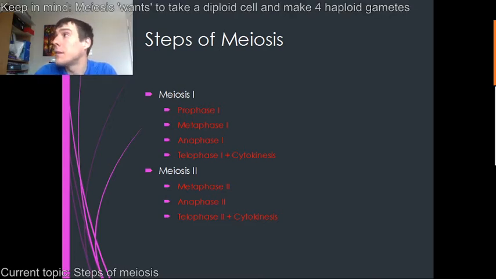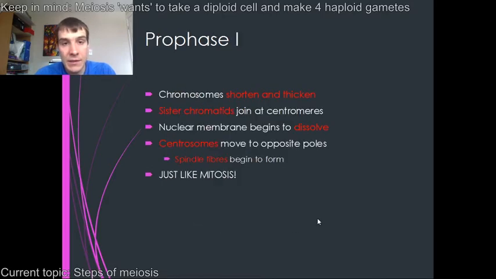Here's the keep in mind, right? Meiosis wants to take a diploid cell. Our goal is to take a diploid cell and make 4 of these haploid gametes. Here's the steps of meiosis: prophase, metaphase, anaphase, telophase, cytokinesis. So, prophase looks the same.